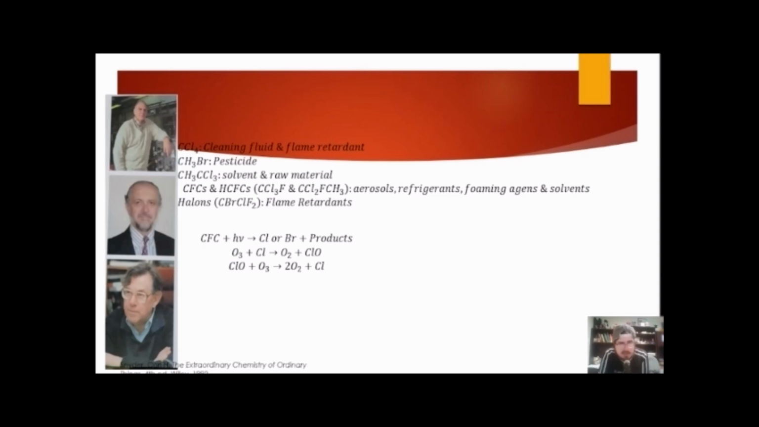The basic idea is that high intensity light hits the chlorinated solvent just the same way as ozone. It breaks off a halogen like chlorine or bromine. We don't care about the other products. We care about the molecular chlorine or molecular bromine.